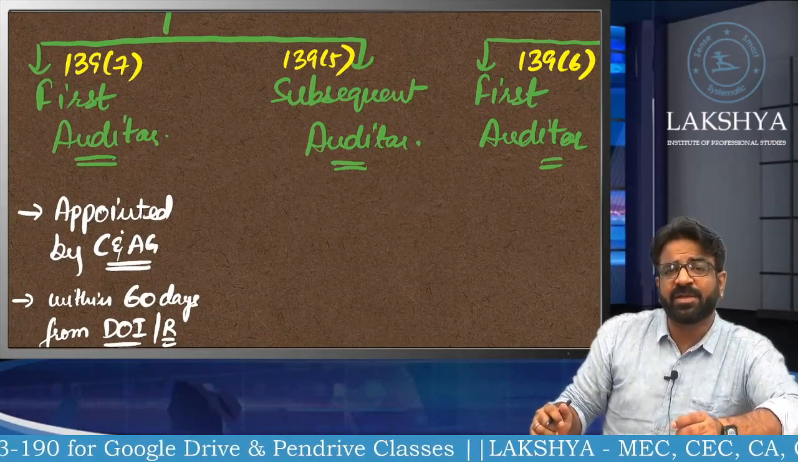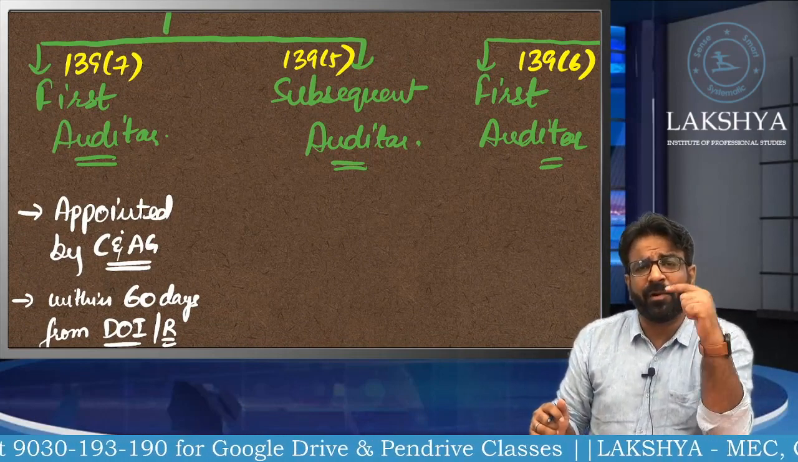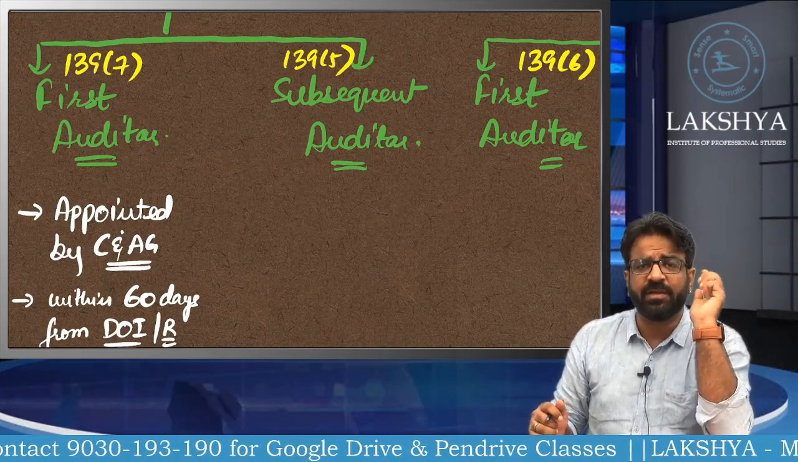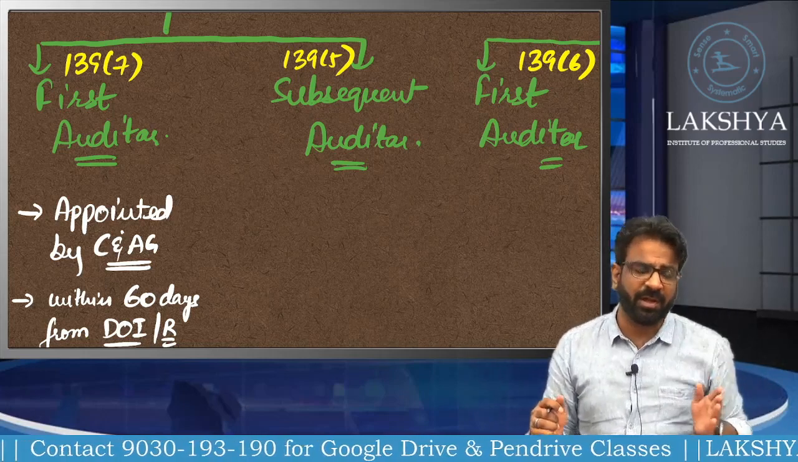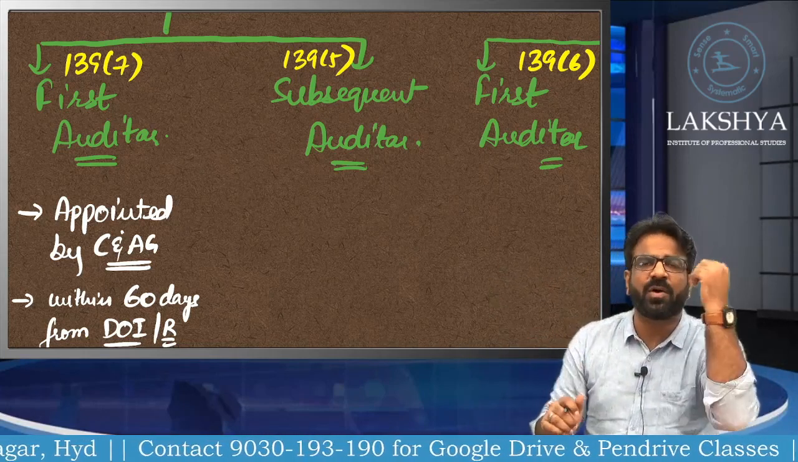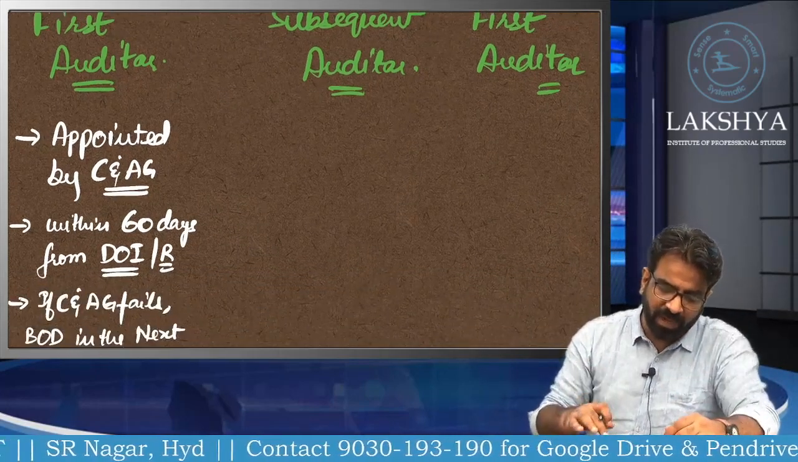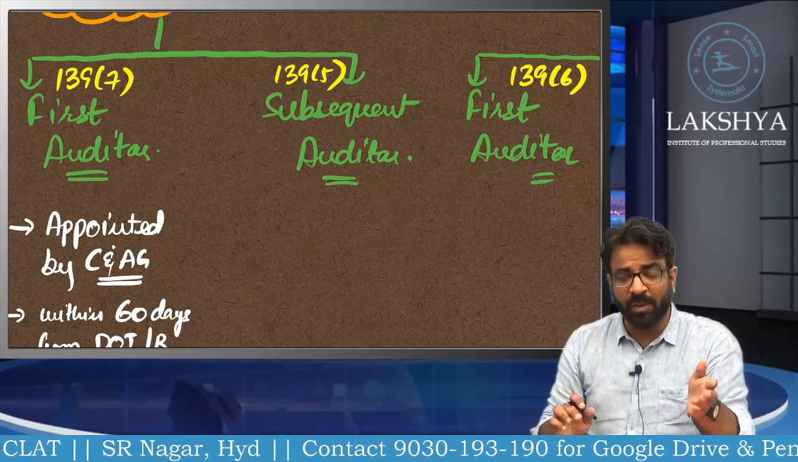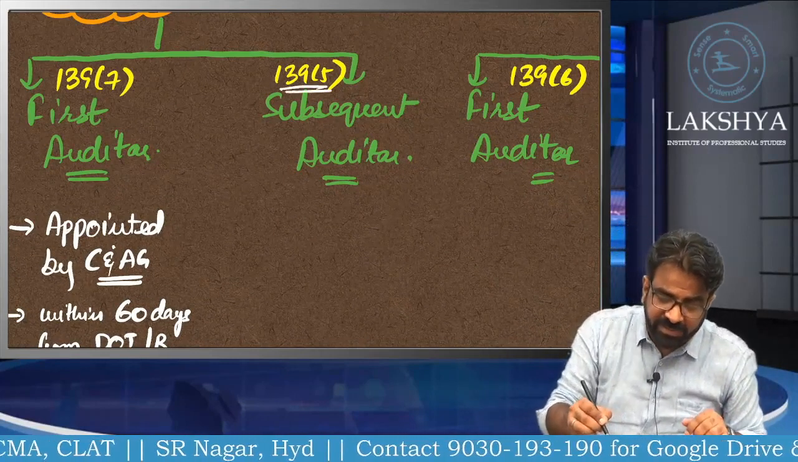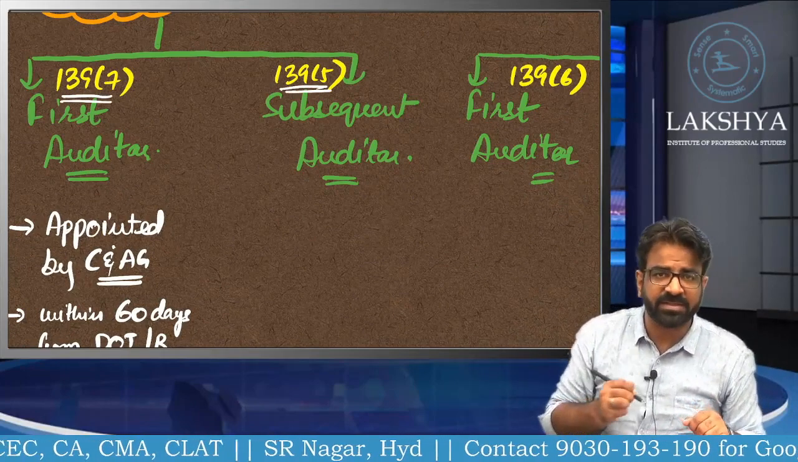Now what do you mean by subsequent auditor? Every auditor appointed after the first auditor will be known as what? Subsequent auditor. It means second auditor, third auditor, fourth auditor, fifth auditor. All those auditors will be treated as what? Subsequent auditor. Crystal clear? Now again, subsequent auditor is under section 139 subsection 5. First auditor is under section 139 subsection 7.